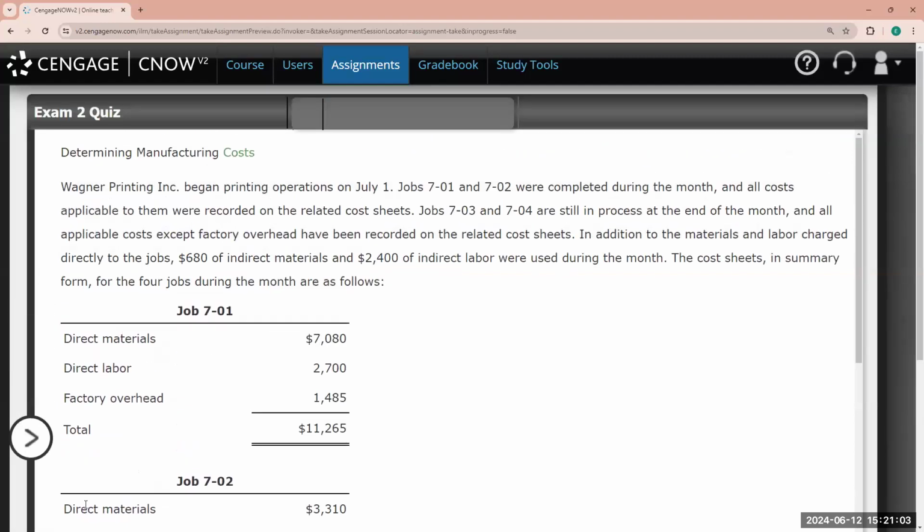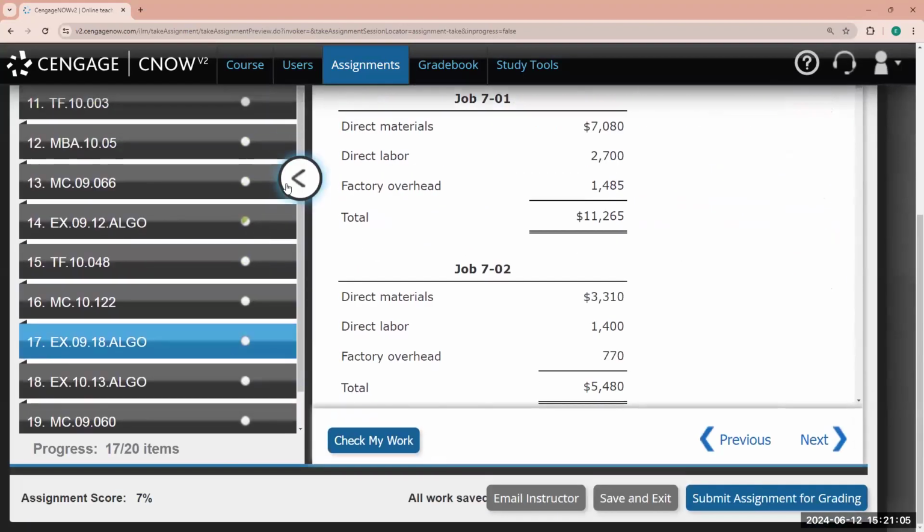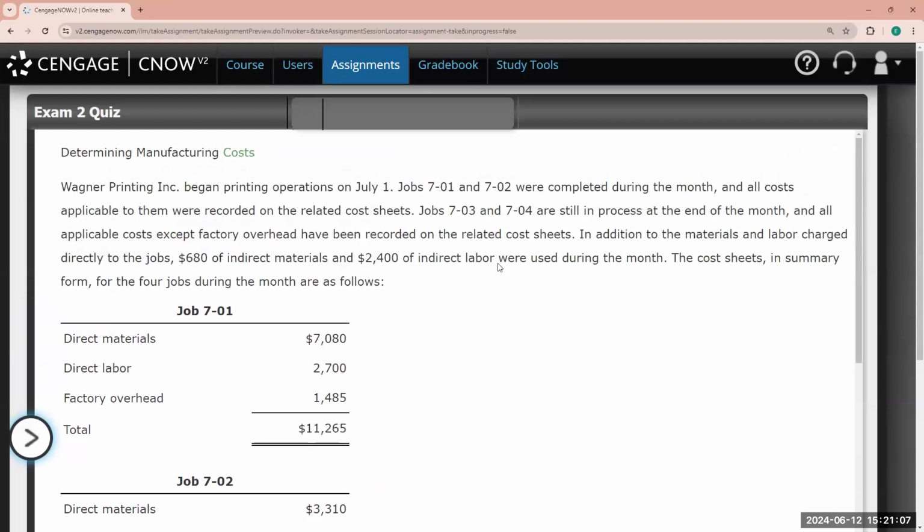All right, here we have this example. And it is asking us about determining manufacturing costs. So here we see Wagner Printing Inc. began operations on July 1st. Jobs 701 and 702 were completed during the month, and all costs applicable to them were recorded on the related cost sheet. Jobs 703 and 704 are still in process at the end of the month, and all applicable costs except factory overhead have been recorded.